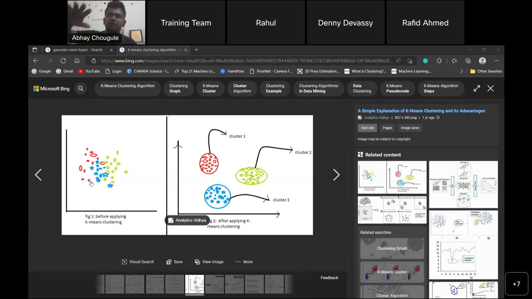Then it will check that I have to create three clusters. First I will take any random value, and from that random value it is going to find out who is the nearest one. Are you getting? Who is the nearest one? And then it will check for every observation point.